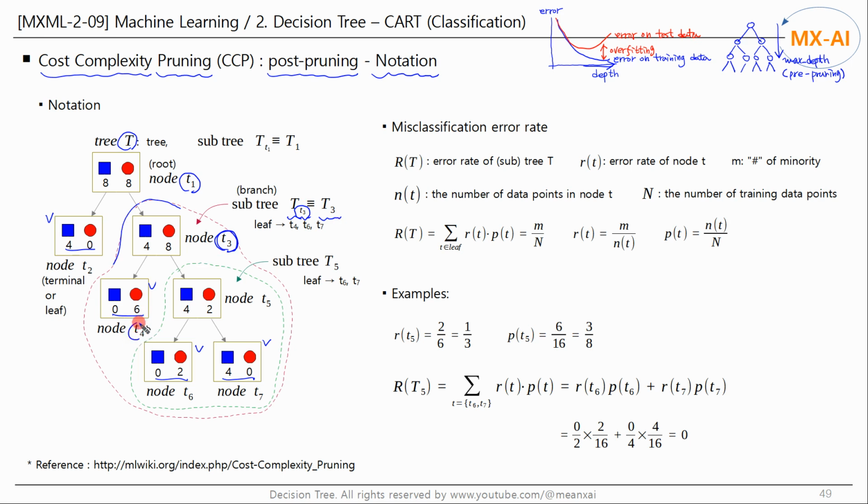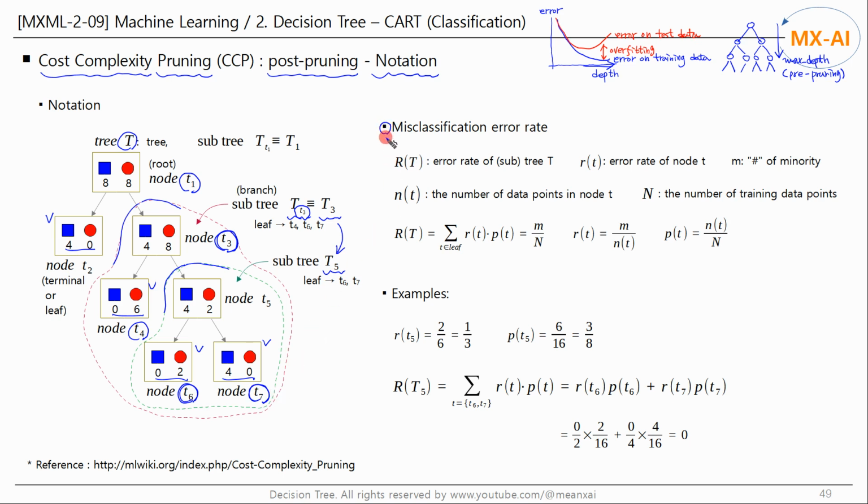This subtree contains 3 leaf nodes, t4, t6, and t7. Then, notice the smaller subtree inside the green dotted line. This is T sub 5, which is nested within T sub 3. It contains 2 leaf nodes, t6 and t7.